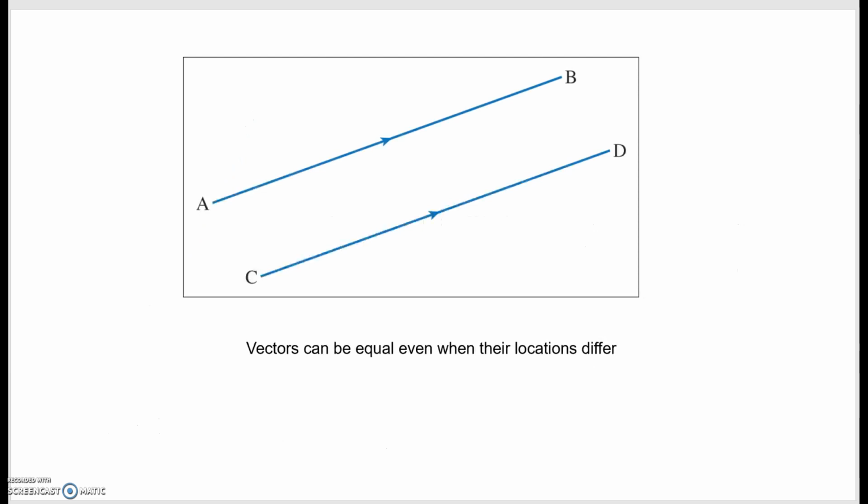What you need to know about vectors is that we can consider them equal even when their locations are different. In this case, the lengths are the same and their directions are the same. So if we were to put in the horizontal there, that angle is the same as that angle, and their lengths are the same. So we would say that those two vectors are equal.